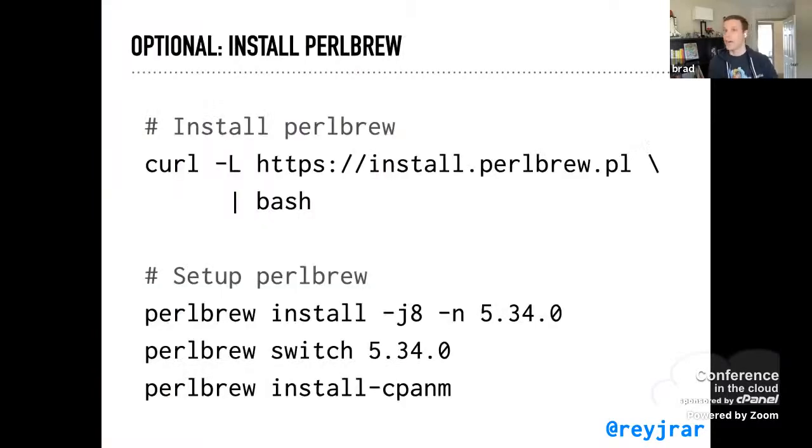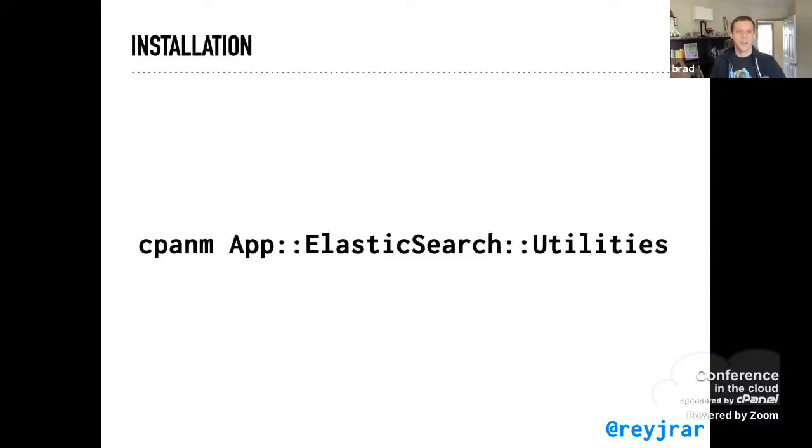If you have an Elasticsearch cluster at home and you'd like to follow along, go ahead. I recommend using Perlbrew to install the latest Perl, which is Perl 5.34 right now. And then use cpanm App::ElasticSearch::Utilities, and you can follow along with some of the examples in the presentation.